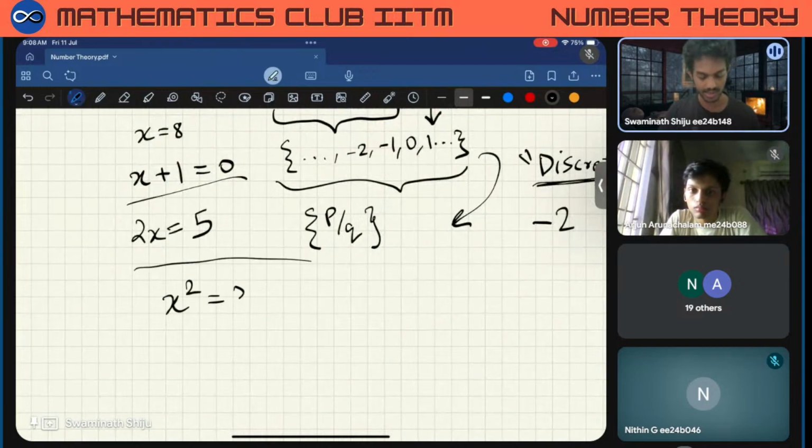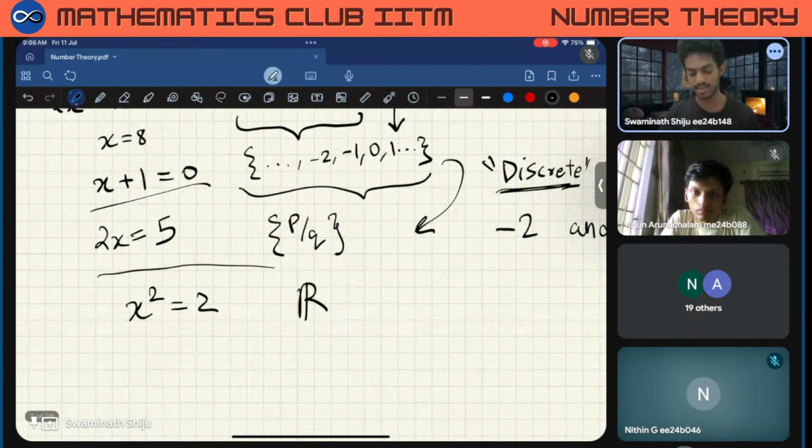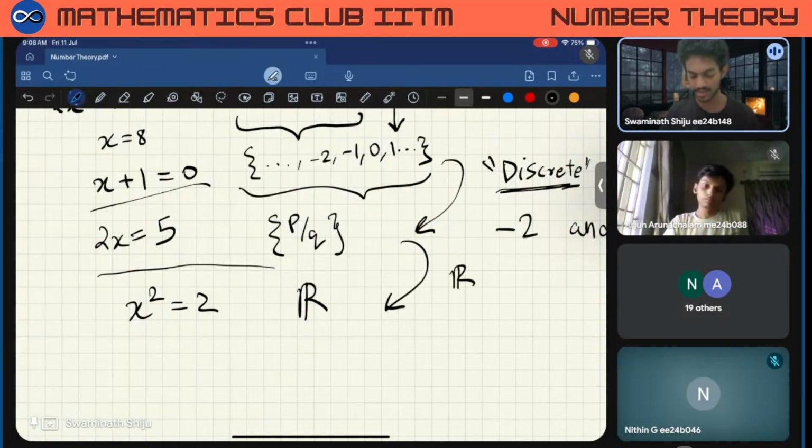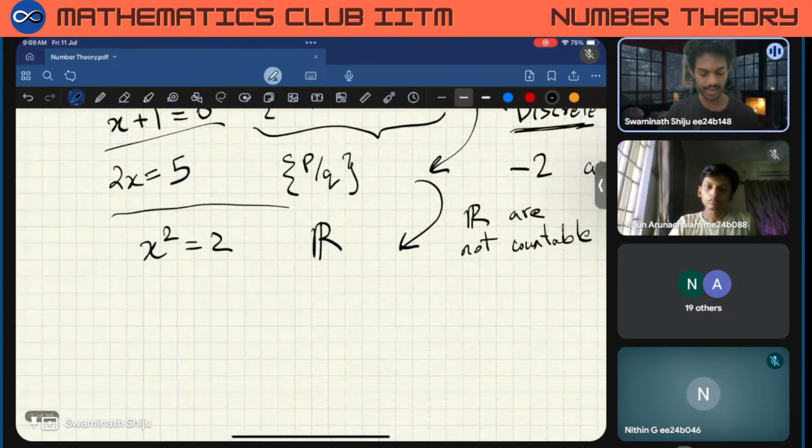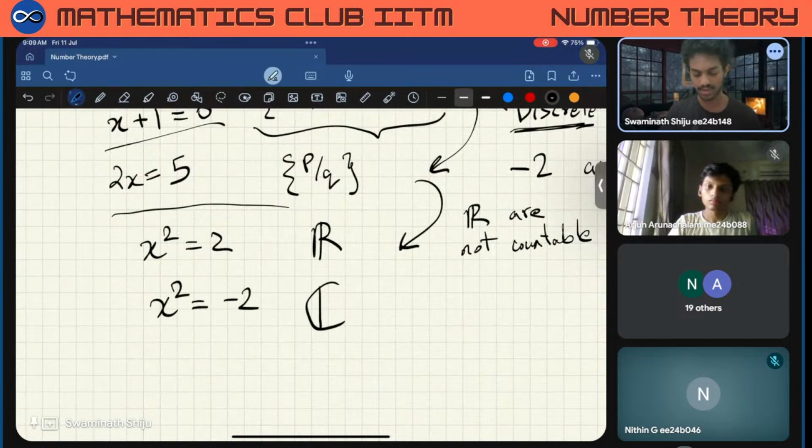Then again, even rational numbers are not enough. I can give you something like x squared is equal to 2. Now you need the entirety of the real numbers. What do we lose here? It's a known fact that real numbers are not countable. We lose certain structure as we gain the power to solve more equations, and we lose more structure as we keep going like this. And then finally, something like x squared is equal to -1.